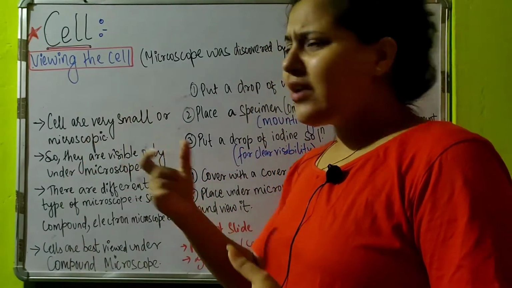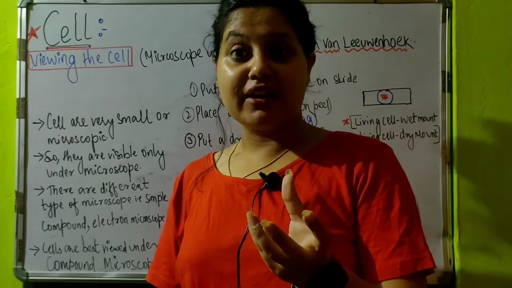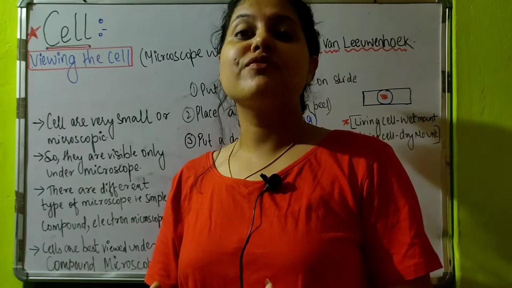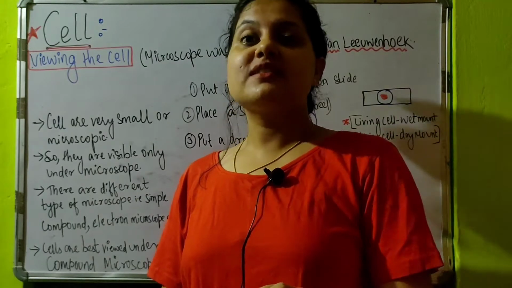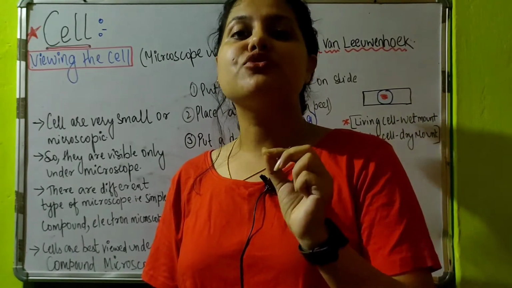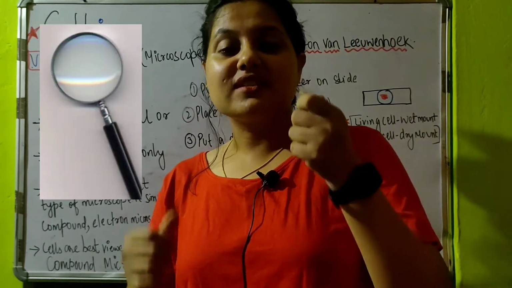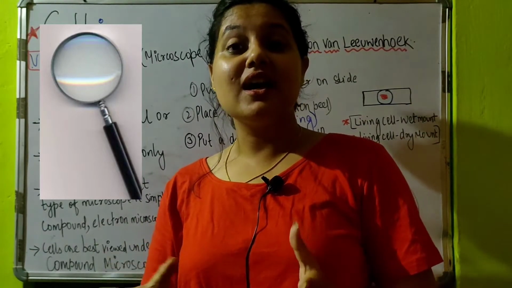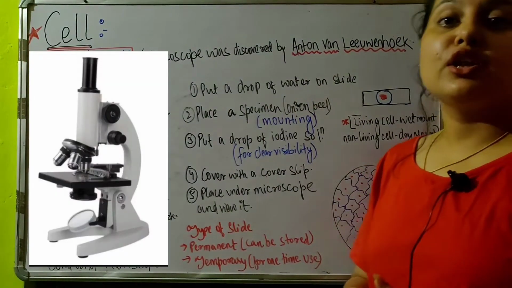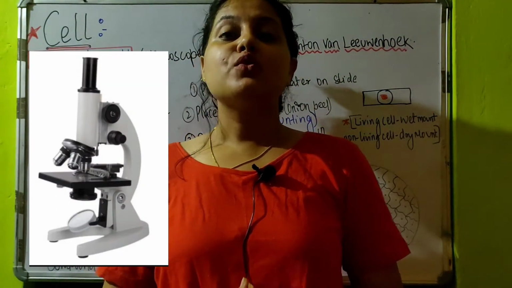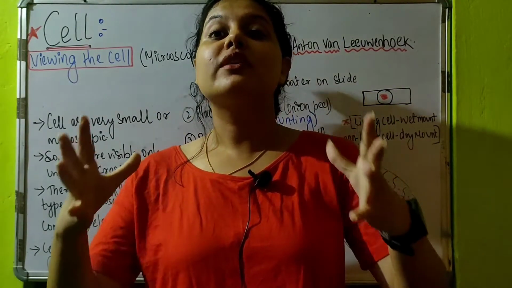Okay, now let us see why there is a requirement of a microscope. Cells are very small in size, that is, they are microscopic. Only some cells like that of an egg are big, but most of the cells are very small or microscopic. So to view such cells we need some kind of instrument. Till the discovery of the compound microscope we used a simple magnifying glass to see the cell. But after the discovery of the compound microscope by Antoine van Leeuwenhoek, it has become so easy to see the cell. After that only we have come to know the cell in a clearer way.